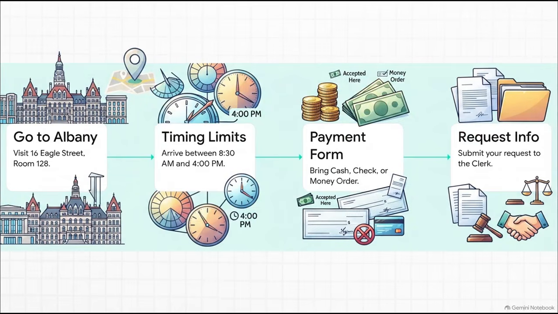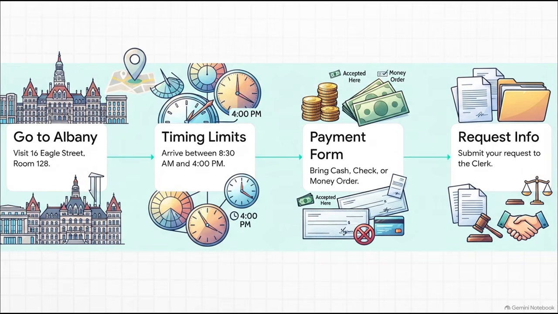Of course, not everything is online, right? Sometimes you need a historical record or maybe a certified copy for evidence. For that, you need to visit the Albany County Clerk, physically located at the County Courthouse at 16 Eagle Street, room 128, right in downtown Albany. Now pay close attention to this part. You must arrive between 8:30 a.m. and 4 p.m. They absolutely do not allow walk-ins after 4 o'clock, so don't even try it.